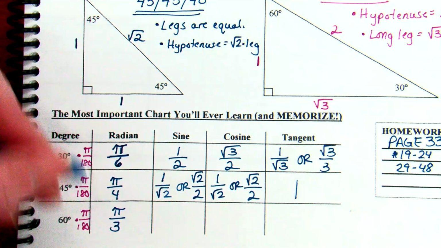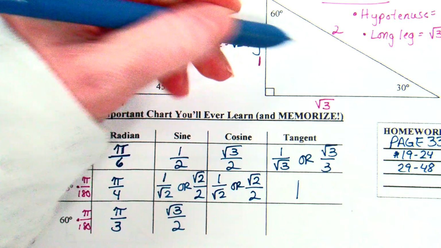Cosine of 60, 1 over 2, adjacent over hypotenuse. And tangent of 60, opposite over adjacent, square root of 3 over 1, which I'm just going to write as square root of 3.